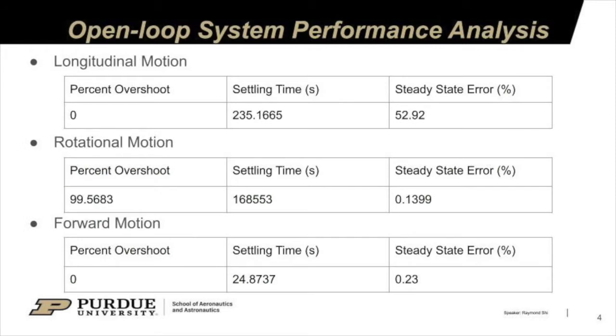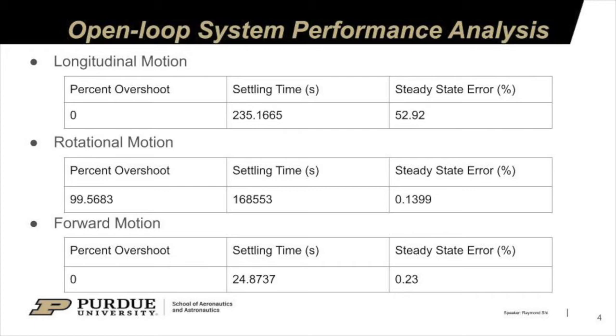On this page, we show the percent overshoot, settling time in seconds, and steady-state error for each of our open-loop system models. The percent overshoot and settling time are calculated by the MATLAB function stepinfo, and the steady-state error is calculated by hand. As shown in these slides, for longitudinal motion, the overshoot is 0% with settling time about 235 seconds and steady-state error of 52.9%.